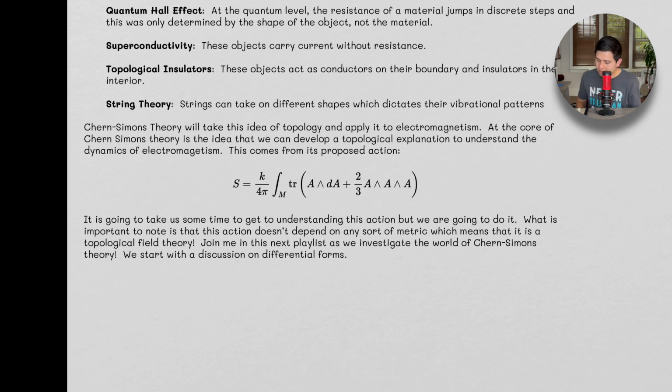Chern Simons theory will take this idea of topology and apply it to electromagnetism. At the core of Chern Simons theory is the idea that we can develop a topological explanation to understand the dynamics of electromagnetism. This comes from its proposed action.